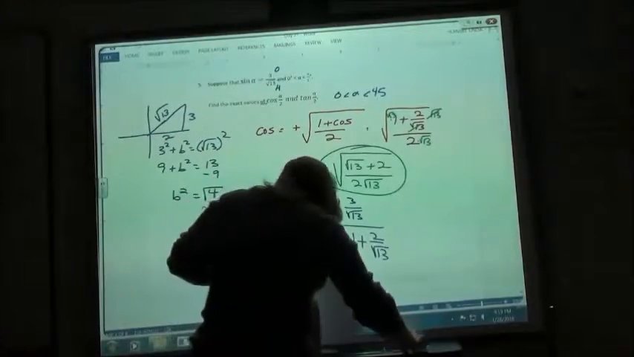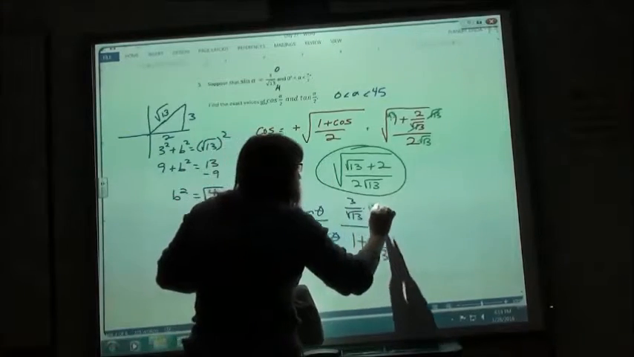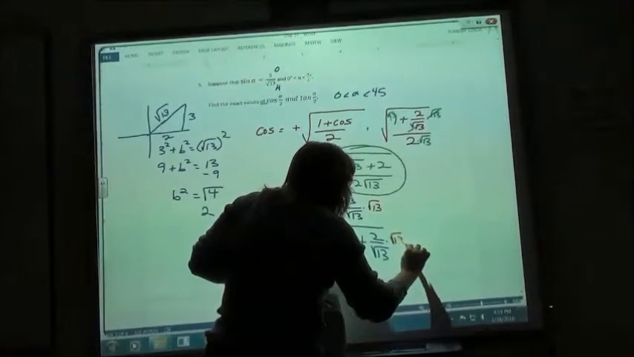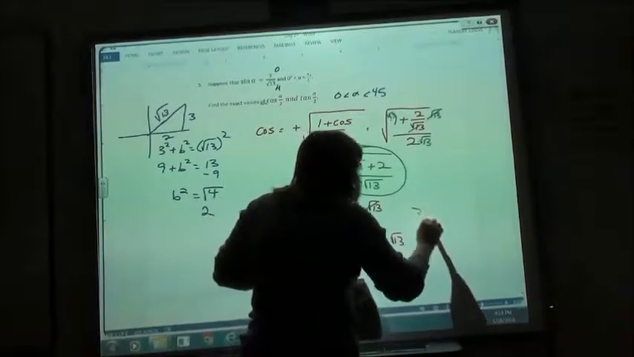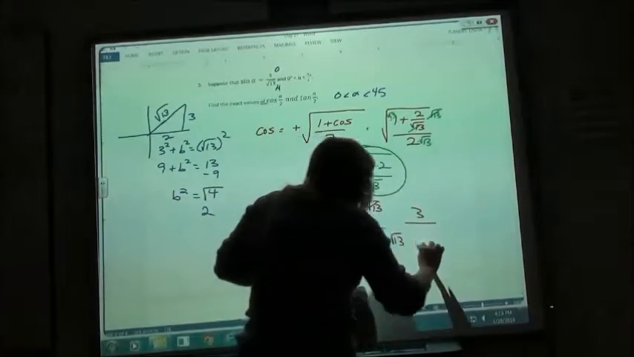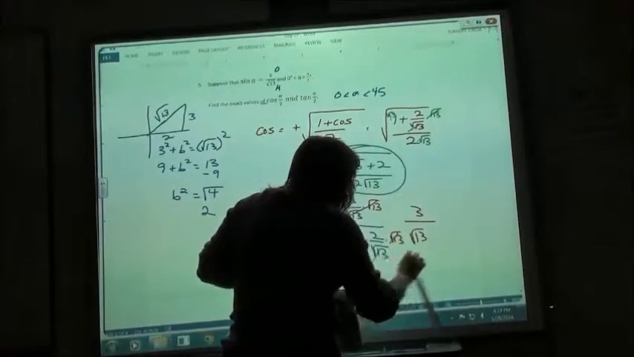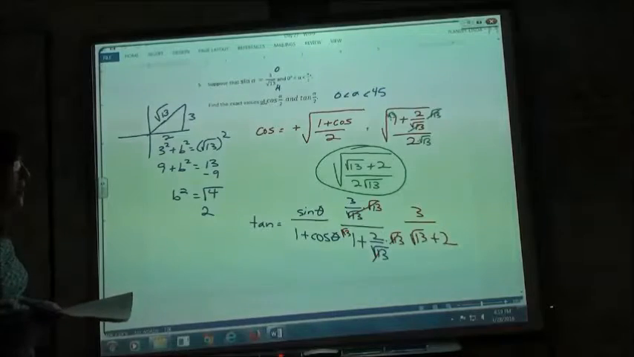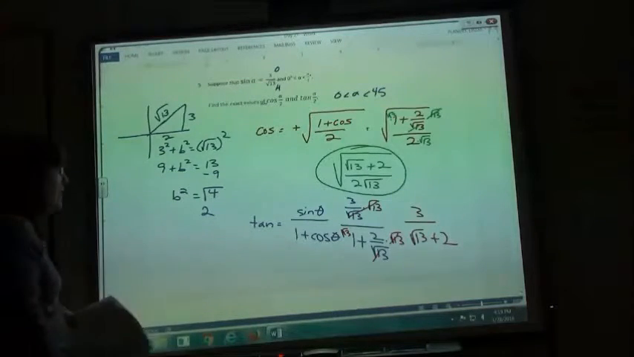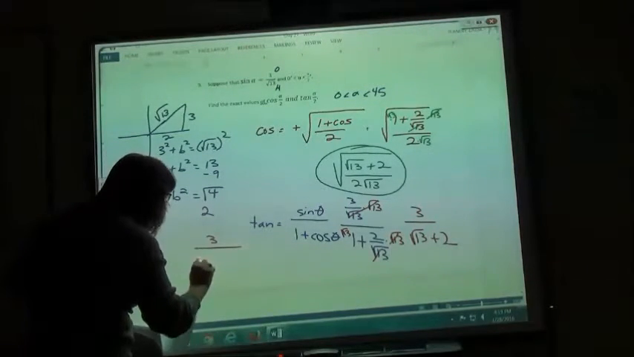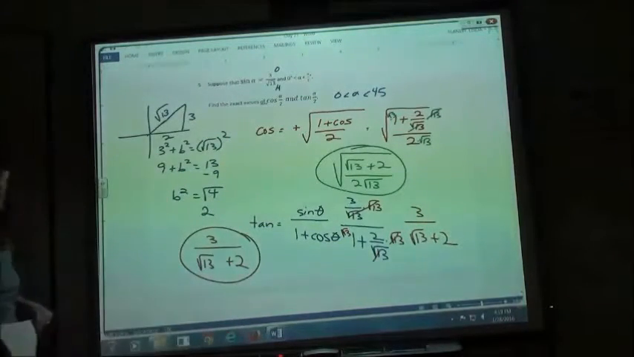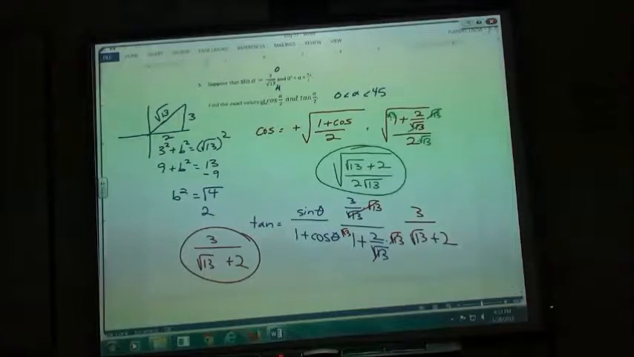Again, I'm going to multiply by the square root of 13 so that I can get rid of those fractions within my fractions. And so on top I get 3. On the bottom I'm going to get the square root of 13 plus 2. And again, they're not going to worry about rationalizing the denominator or anything like that. So 3 over the square root of 13 plus 2 is just how I would leave it, and I wouldn't worry about multiplying by the conjugate to simplify it any further than that.